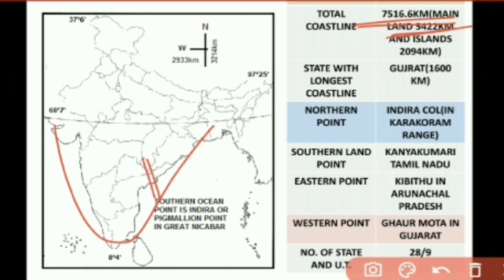If we consider the islands, then only islands are having 2094 kilometer. The islands are Andaman and Nicobar in the Bay of Bengal and Lakshadweep Island in the Arabian Sea. Now we are having latest two union territories, that is Jammu Kashmir and Ladakh. So we have total 28 states and 9 union territories.